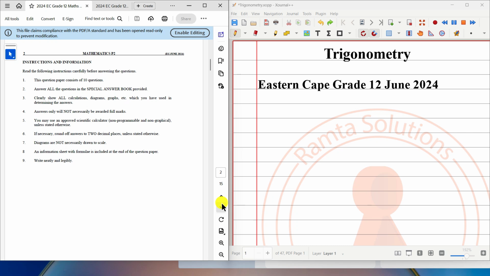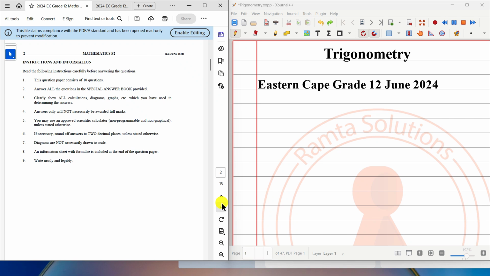It says, clearly show all calculations, diagrams, graphs, etc. which you have used in determining the answers. Instruction number 4 says, answers only will not necessarily be awarded full marks. And then instruction number 6, if necessary, round off answers to 2 decimal places unless stated otherwise.